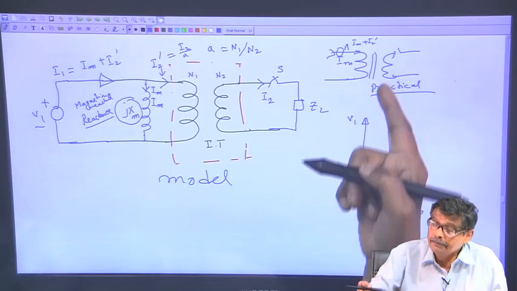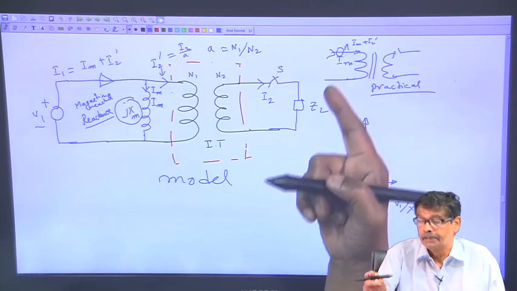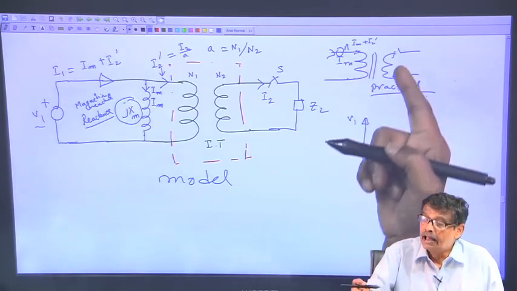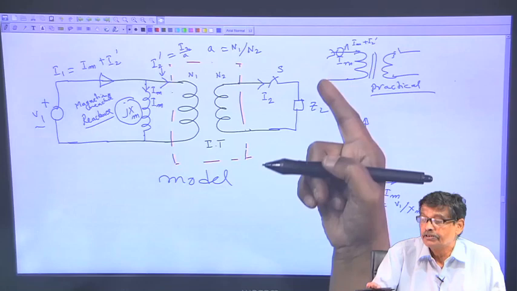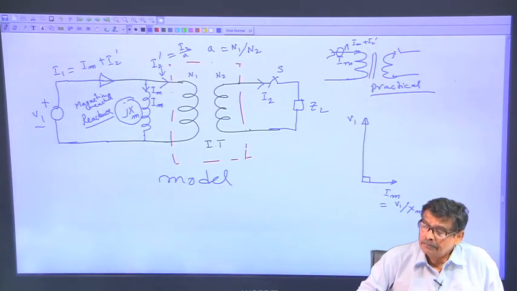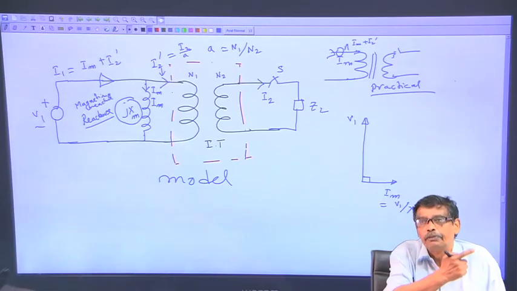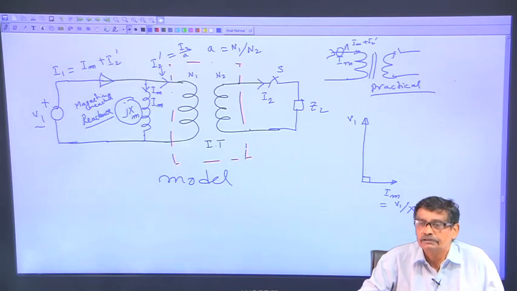Whatever is happening to a practical transformer: with S open, the current drawn from the supply is finite, the magnetizing current I m, and when S is closed it must be I m plus I 2 dashed, because the net MMF in the circuit has to be N 1 into I m. Why? Because flux in the core is decided by supply voltage and frequency. Nobody has any say on that.